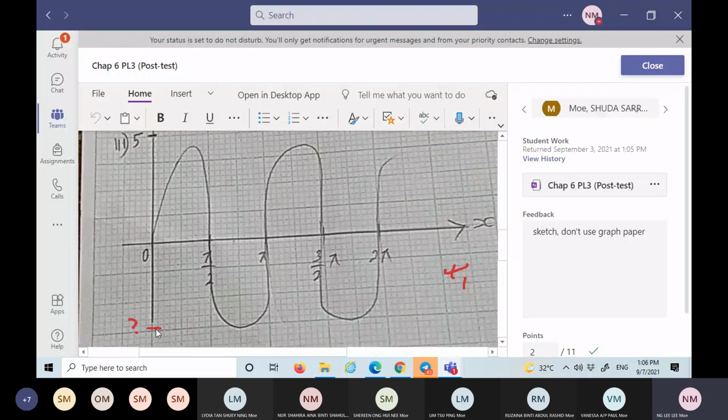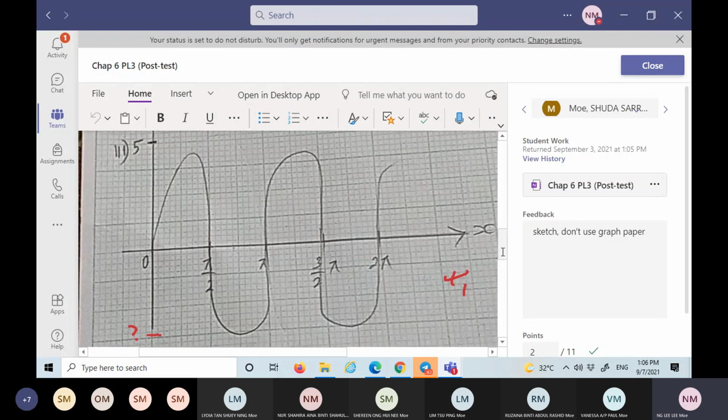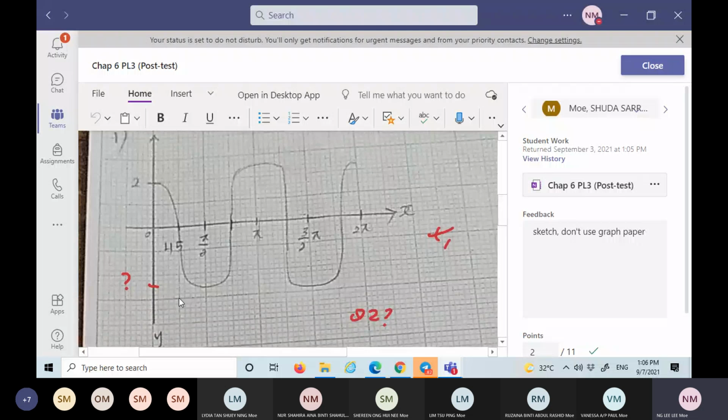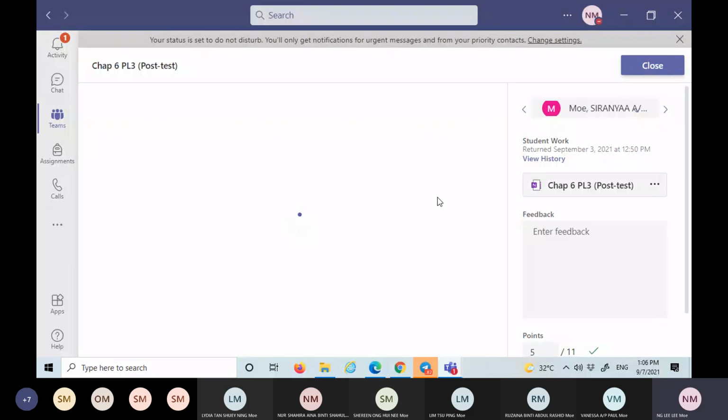You see? You didn't label what is this. Ayo, how can? Cannot do sketch work. You didn't label what is this. How to give you marks? Cannot do properly. The drawing don't want something like that. The shape also not very nice. Okay, we'll go to next. Okay, Siranya.